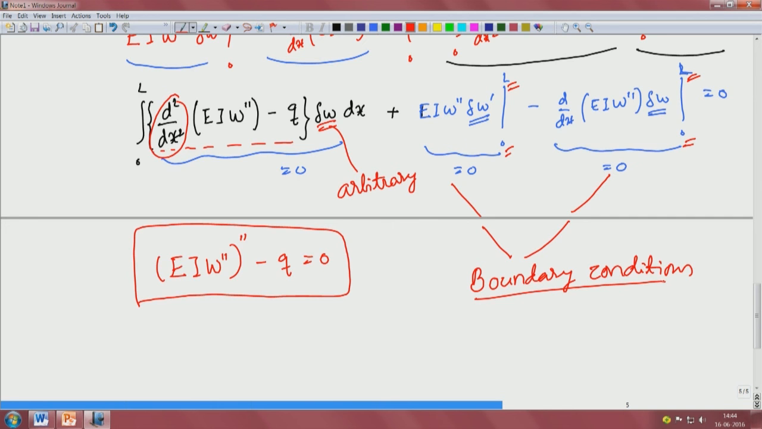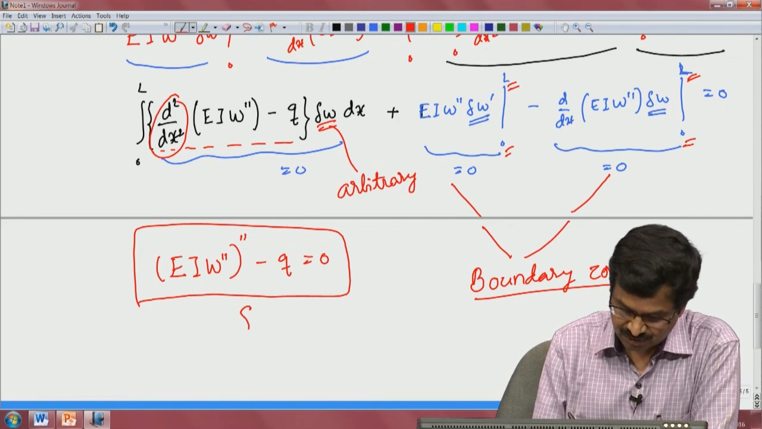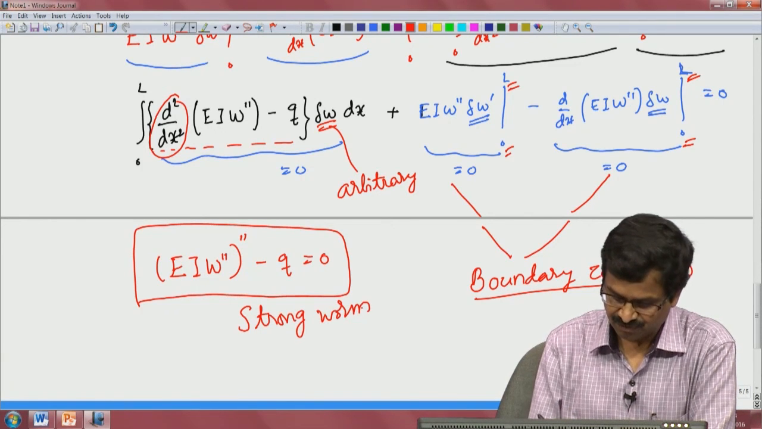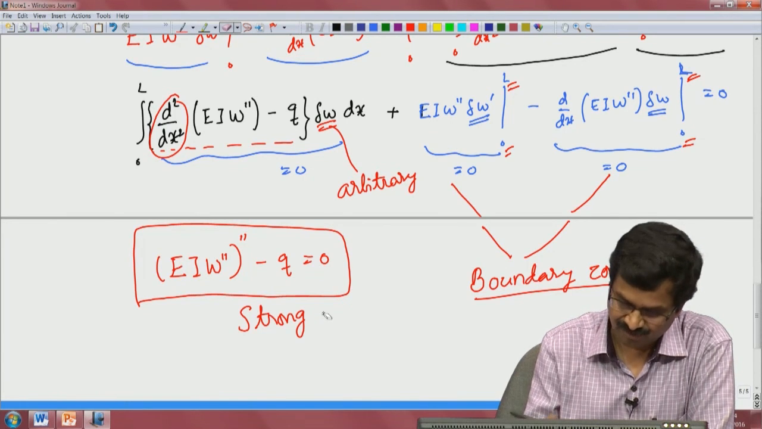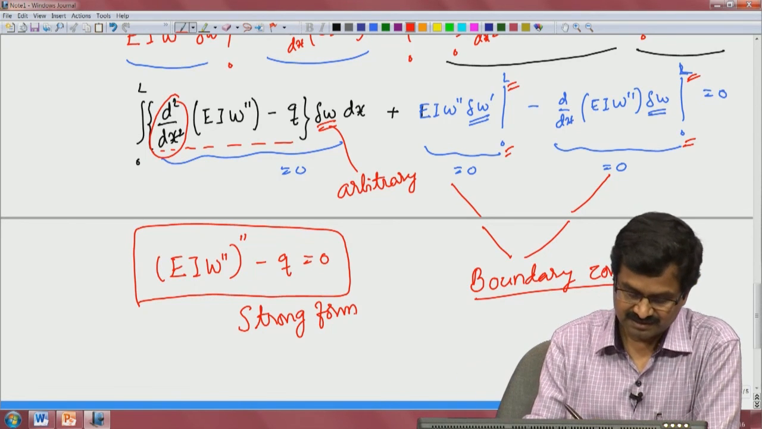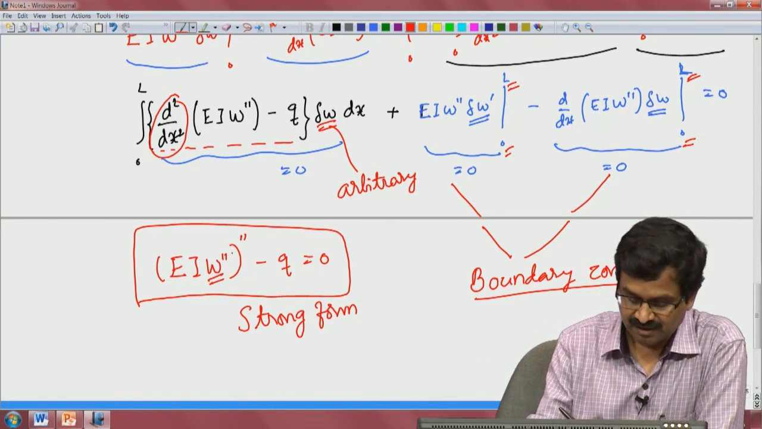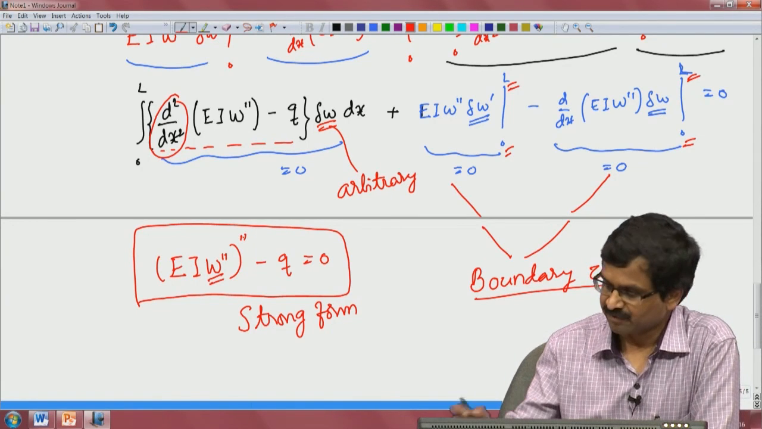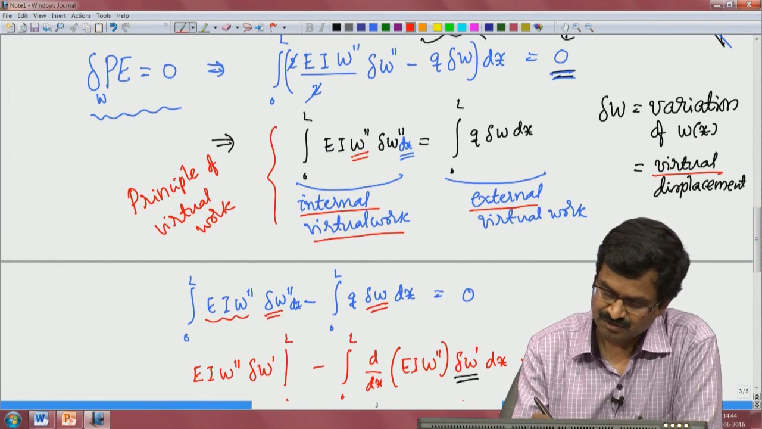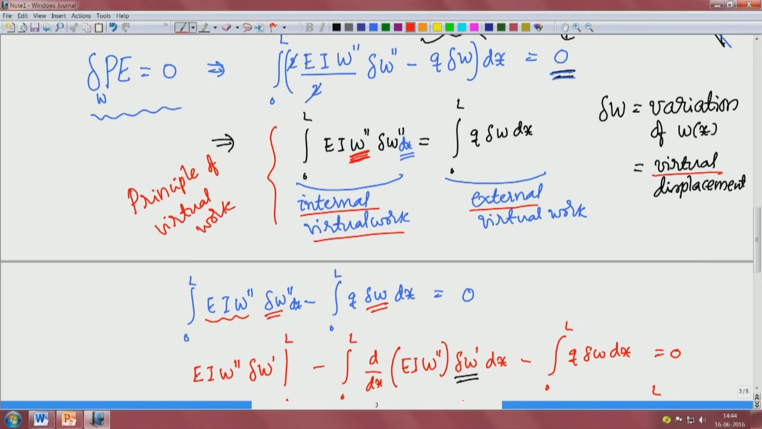So, now we can see the weak form gives rise to strong form. This is strong form. Why is it strong form? Because w here needs to be differentiable 4 times, whereas if you go back to our principle of virtual work, here w needs to be differentiated only 2 times. That is why it is called weak form, the principle of virtual work, whereas the other one is strong form. Okay.